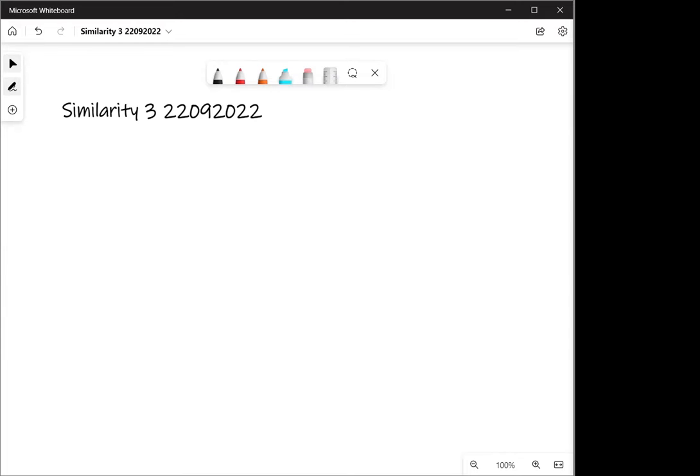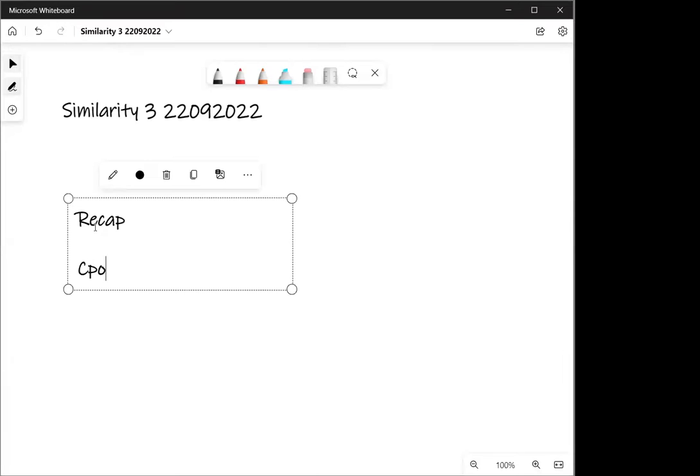We're studying IGCSE mathematics and we're starting Similarity 3. Now in the recap, what did we do? We have finished Congruence. Congruence is done. And the rules of congruence. We looked at Similarity in the last class. I sent you the recordings there, I think.